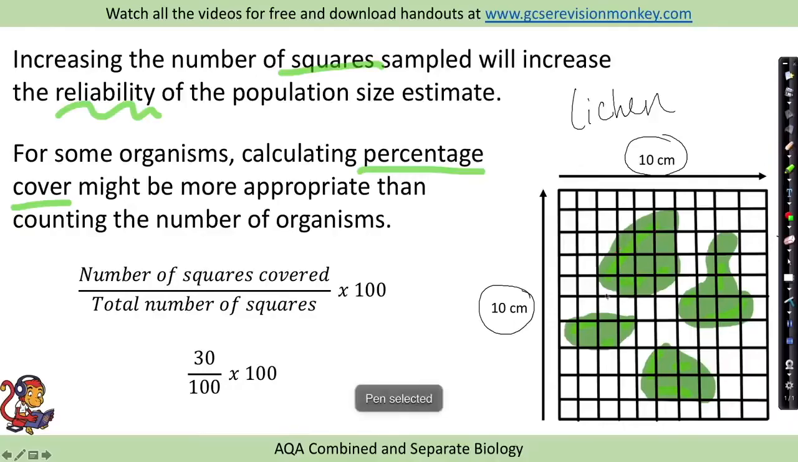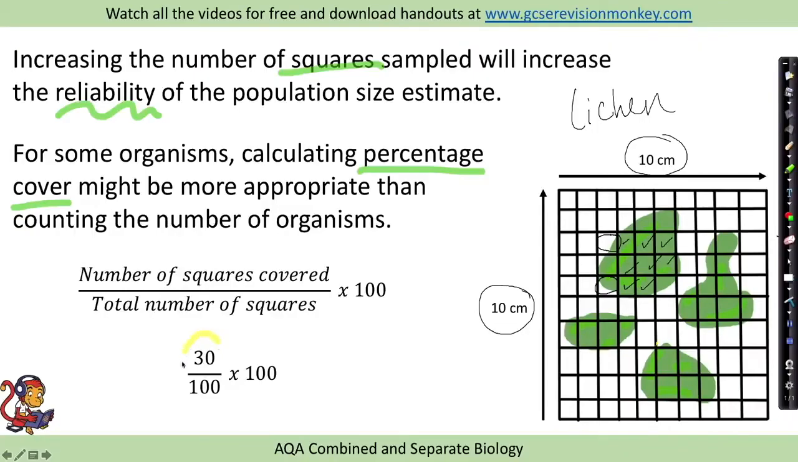So instead, you might need to count the number of squares covered by the lichen. All of the whole squares you can just count up like so, and then we will look at any partial squares that we've got, like perhaps this one and this one, where they could fit together roughly to make a complete square. We will continue to do this, estimating the total number of squares that are covered by the lichen. When we've got this, we use the equation: the number of squares covered divided by the total number of squares times 100, and this will give us our percentage cover.